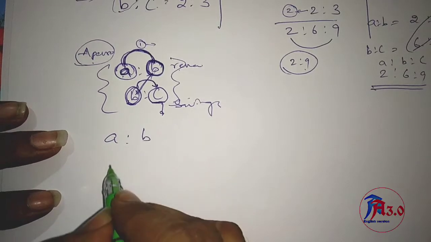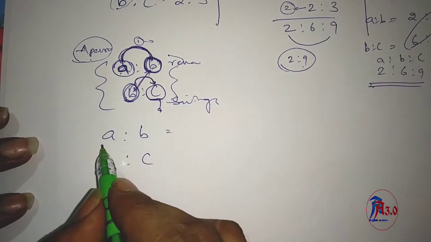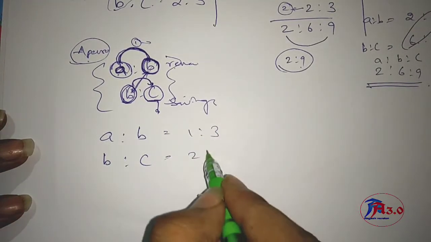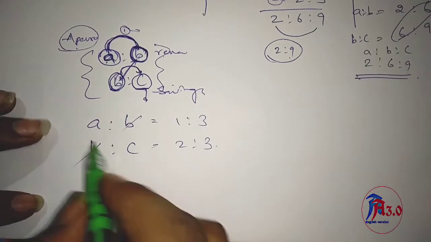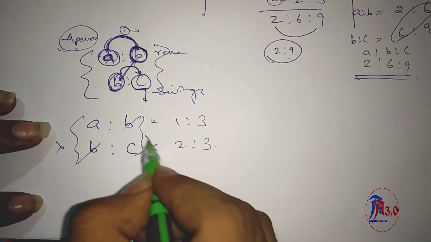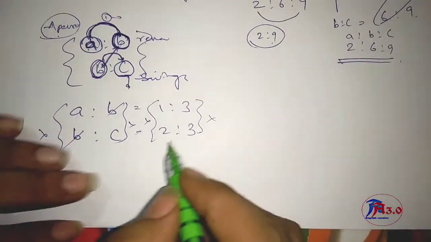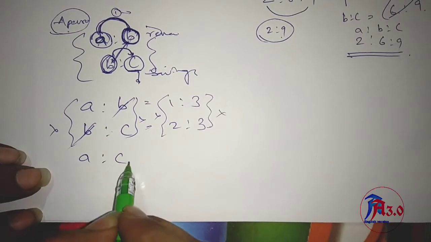So here let us try in that condition. If I have the ratio values as a is to b, b is to c, which are 1 is to 3 and 2 is to 3. So here if I directly multiply these ratios, what do I get? I will get directly the value of a is to c.